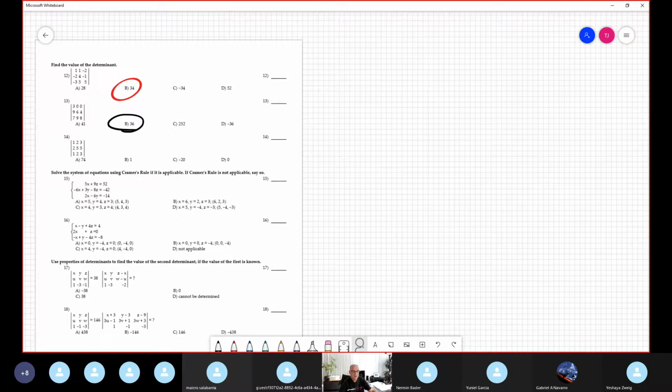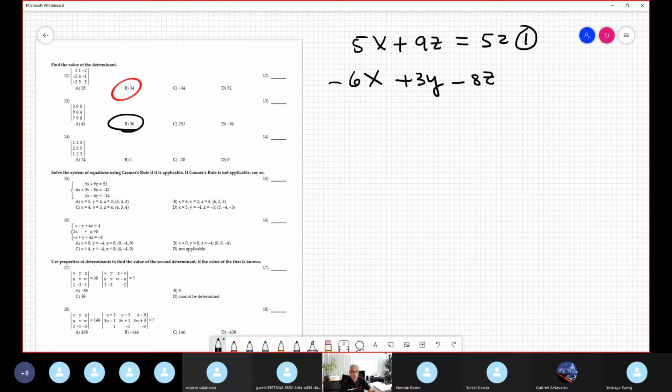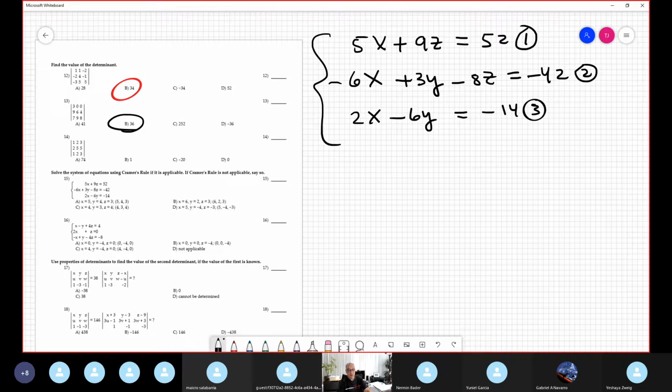Cramer's rule is another algorithm for solving systems of equations using determinants. So say you have, for example, 5x plus 9z equals 52. This is my first equation. Minus 6x plus 3y minus 8z equals negative 42, my second equation, and 2x minus 6y equals negative 14, my third equation. So for my system, I need to find the solution using Cramer's rule.